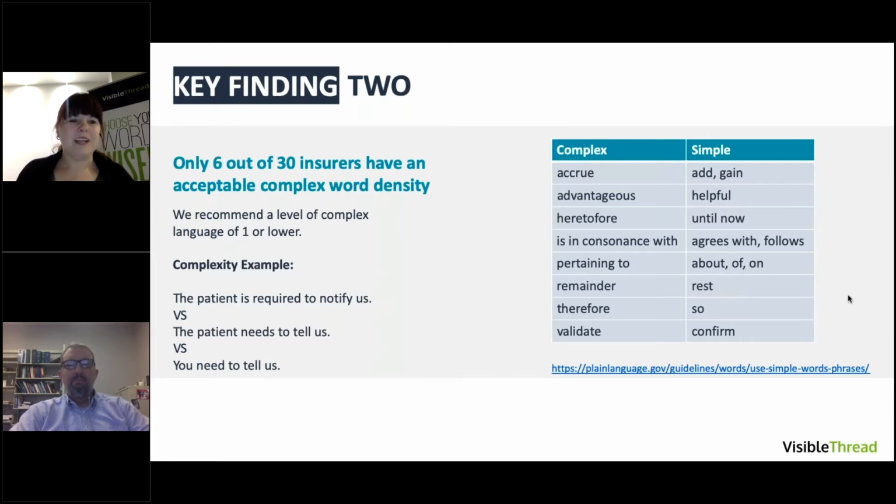And when we think about something like "the patient is required to notify us," this may sound simple as just a sentence in itself, but imagine this as part of a dense 2-pager. How could we make this a lot simpler, especially if this is communication directly to a patient? It could be "the patient needs to tell us," or better yet, a lot of the documentation that we were analyzing spoke in third person. So instead of speaking in third person, just saying, "Hey, you need to tell us." Isn't that a lot simpler than saying "the patient is required to notify us"?